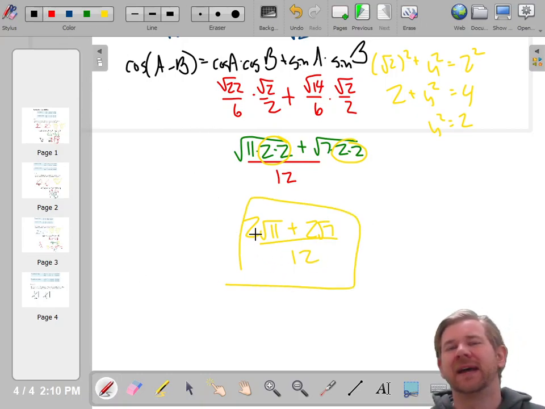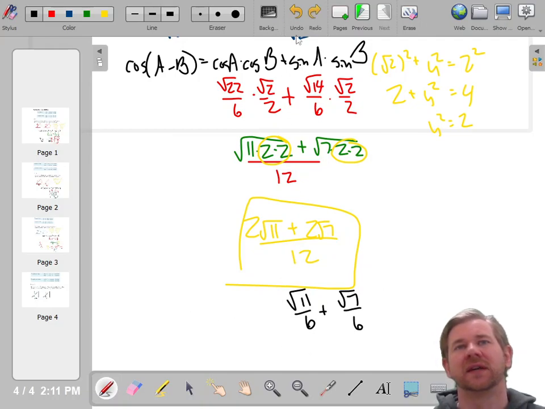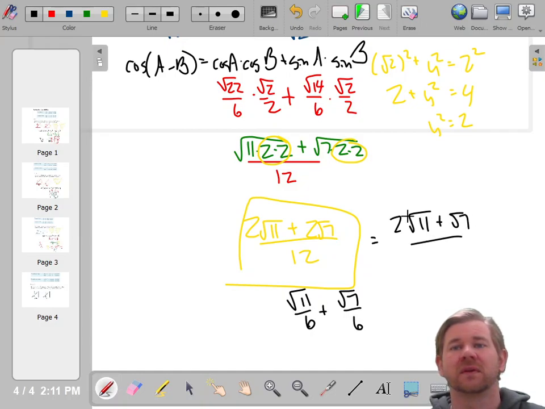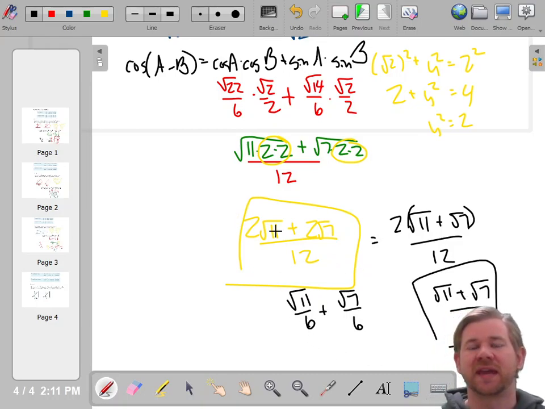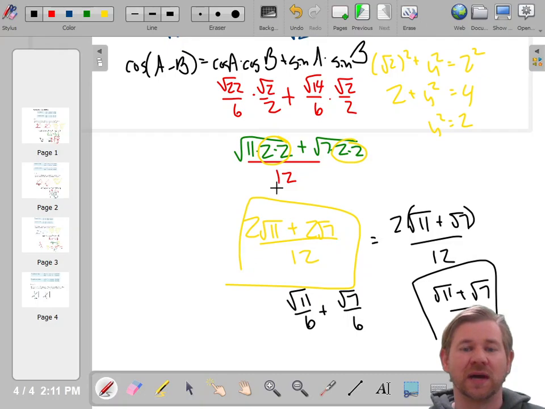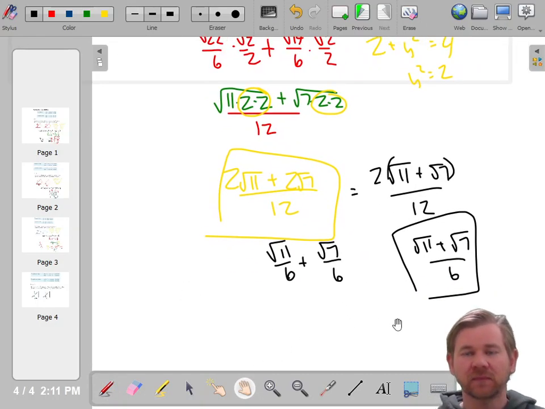You could probably do this if you wanted, because 2 over 12 is 1/6, but I'm just going to leave it alone, okay? Maybe you could even think of it like this. Factor out the 2. Radical 11 plus radical 7. That's probably the best answer, actually, because you can factor out that 2. But this will work as well. I don't think Delta Math really cares which one you do. I would consider this to be the most simplified, though.